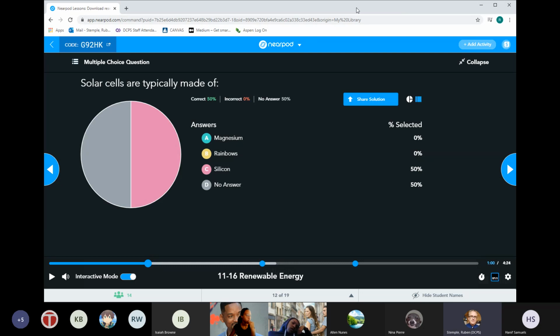Magnesium, silicon, or rainbows? My daughter's here. She's pretty sure it's rainbows. Or she wants it to be rainbows. What is it?